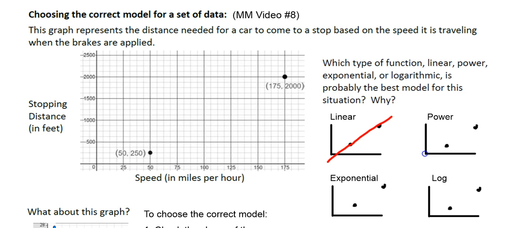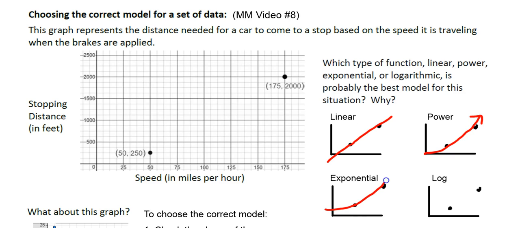Power would go through 0, 0, because this is clearly an increasing power function. It would look like that. Power goes through the point 0, 0. That says when a car is going 0 miles per hour, it would have 0 stopping distance. That makes sense. Let's try exponential.